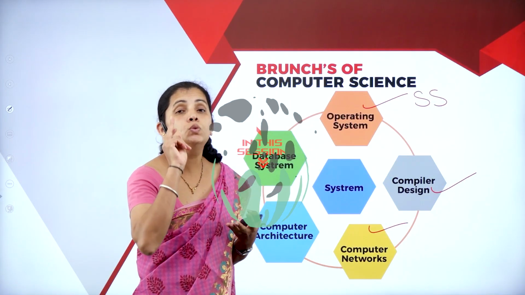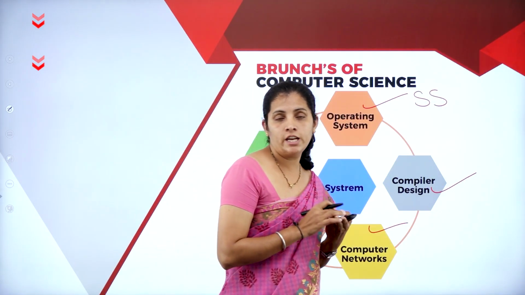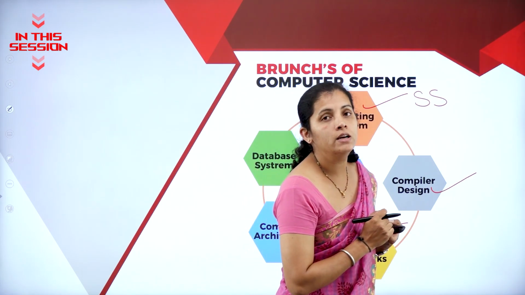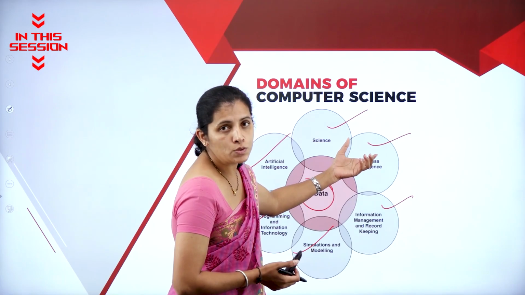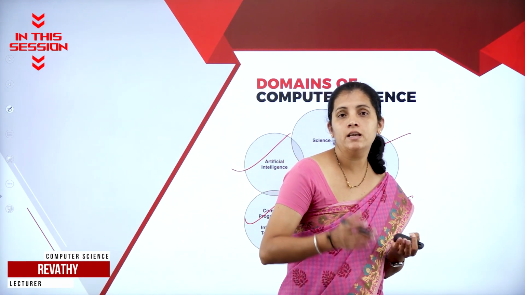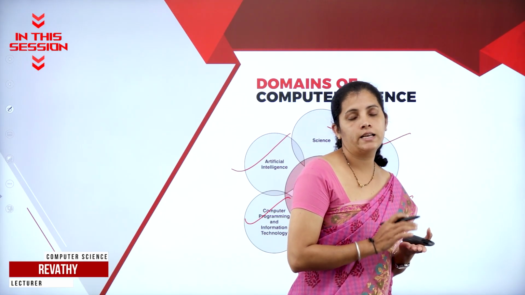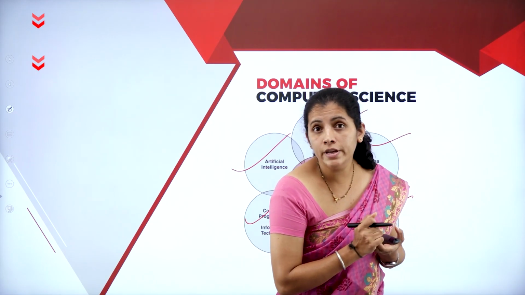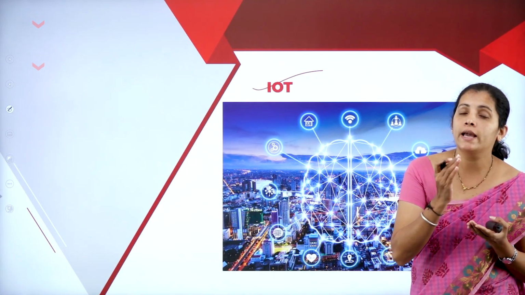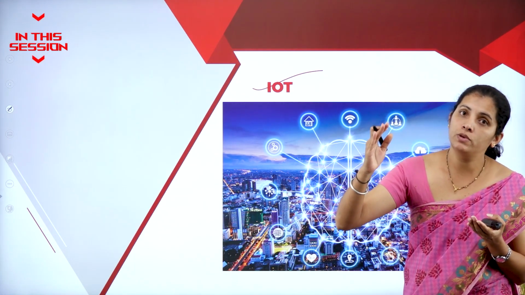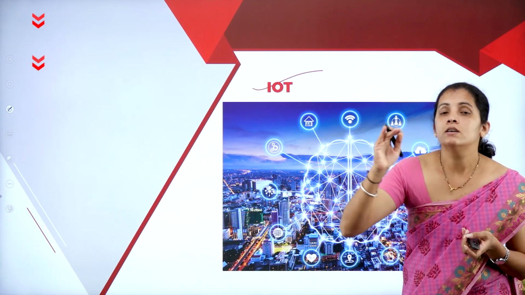Suppose if the two devices want to communicate with each other, then at that time we require a computer network. So the domain of computer science is nothing but business intelligence. That means how computers are used in the field of business. By using IoT, you can embed your electronic device with a computer system as well as a sensor.